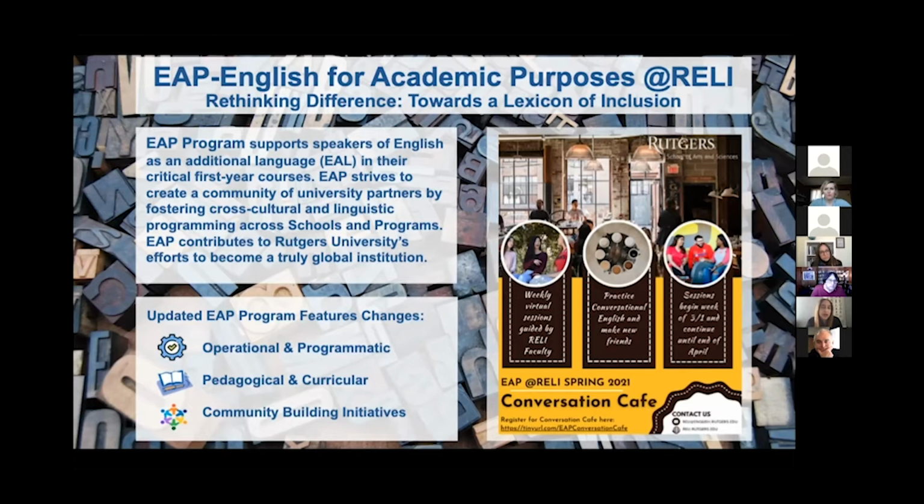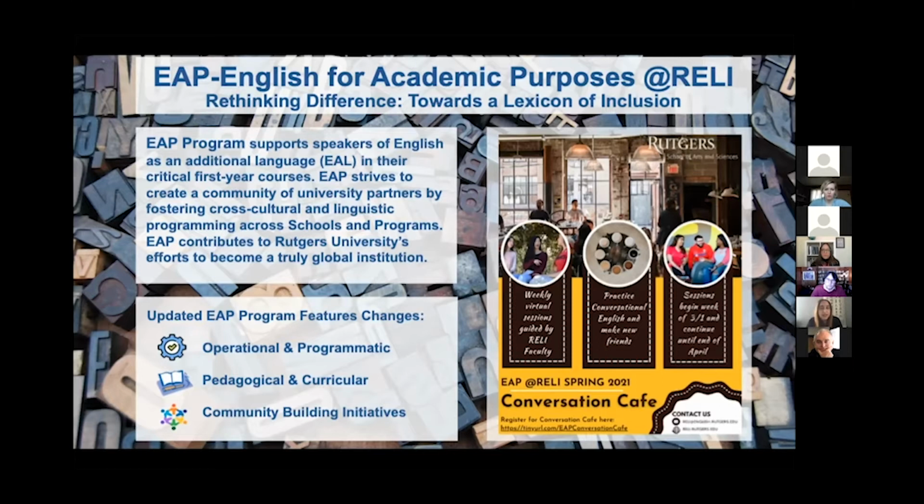As you can see, I'm talking about that notion of rethinking difference and moving toward a lexicon of inclusion, guided by RELI principles and cutting-edge research in college composition and applied linguistics, as Nicole pointed out. Our program is asking us to change the way we think about difference, specifically language difference, in our undergraduate students, particularly in the first year, which is of course the students that I am working with. And these changes will address the title of our talk, which is how we're responding to the work of our students. We recognize and engage with language difference as the norm and not as a deviation from this mythical standard that does not exist.